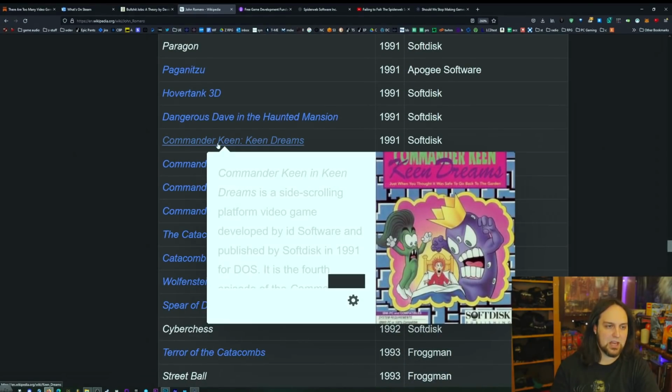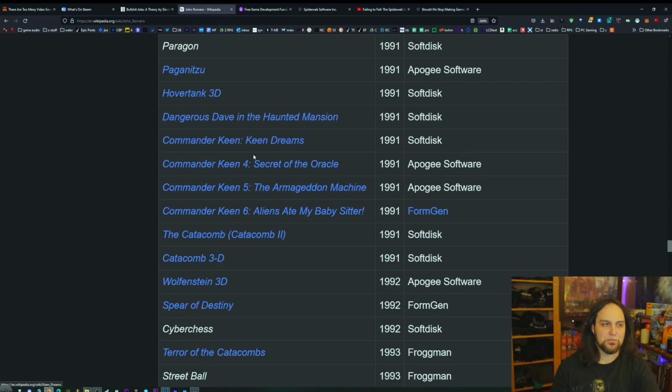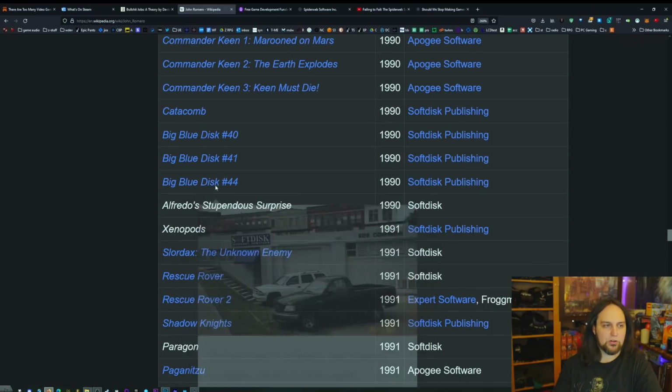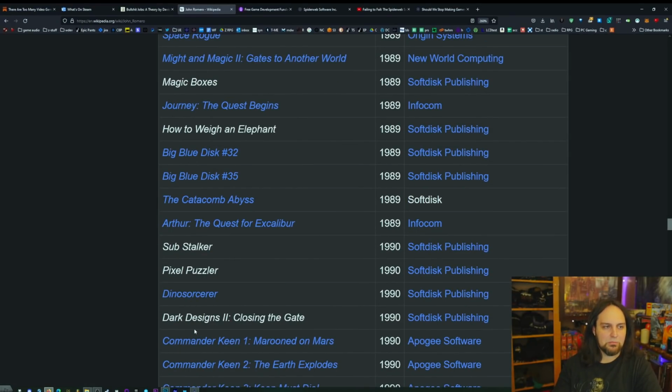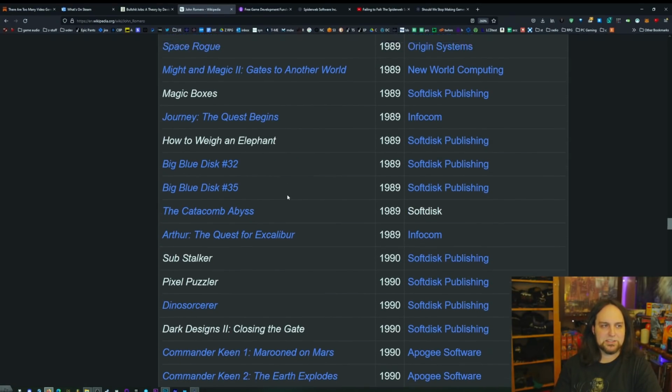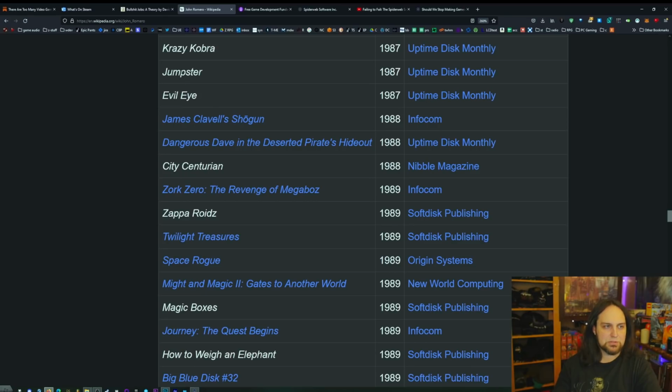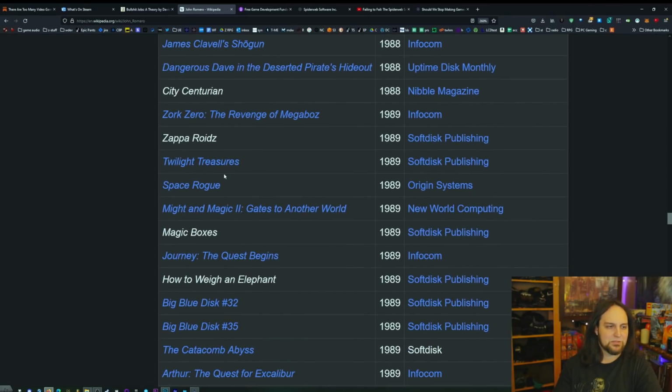Wolfenstein and Commander Keen. Okay, now after like the 30th or 40th game, we were getting some stuff here that people have played and know and love. But, I mean, some people have heard of Catacomb. Has anybody ever heard of Magic Boxes? Has anyone ever played Jumpster? Anybody ever played that? I mean, Space Rogue?